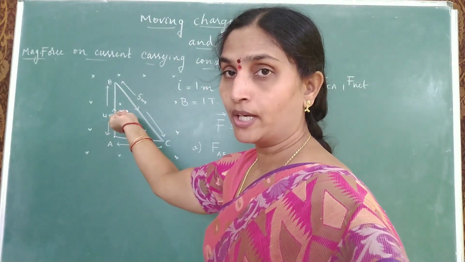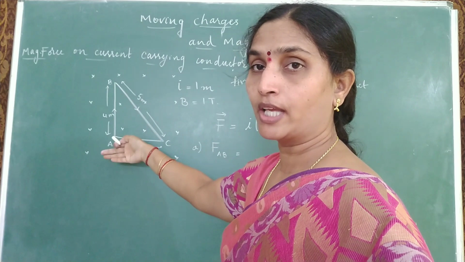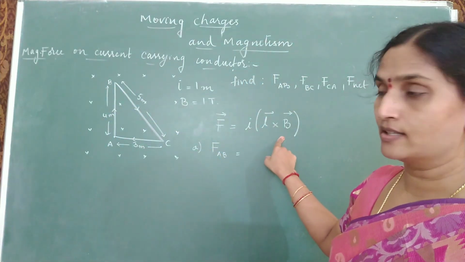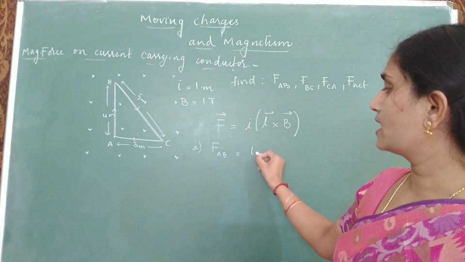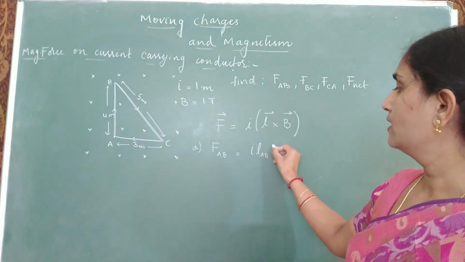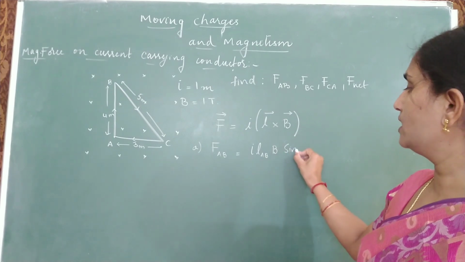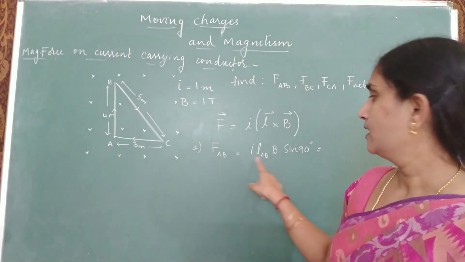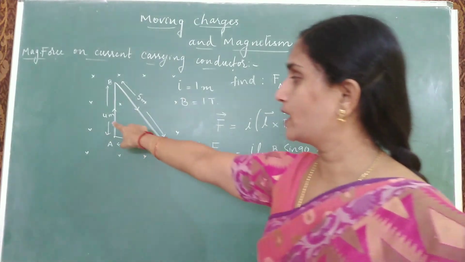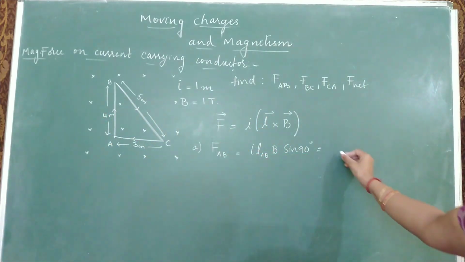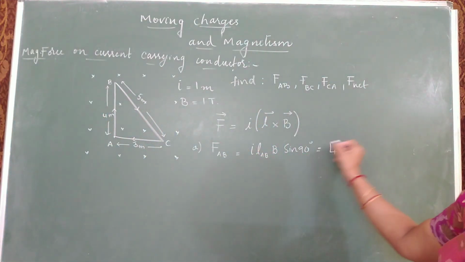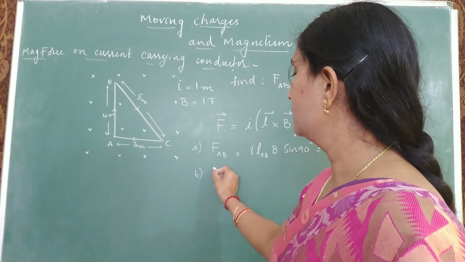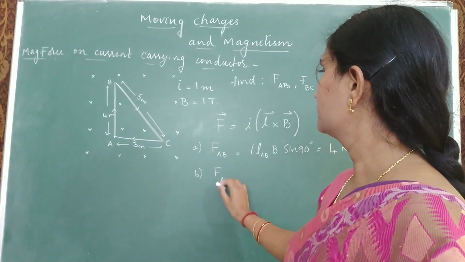Since L and B are perpendicular to each other, because L is on the plane of the board and B is into the plane of the board, what is the angle between L and B? 90 degrees. We know the current, so I will write it as I into length of AB, magnetic field, into sine 90. Substitute the values. Current I gave as unity. Field is also 1 unit. Length of AB is 4 meters. So the force would become 4 Newton, BIL into sine 90. Similarly, what is the force acting on AC, BC?